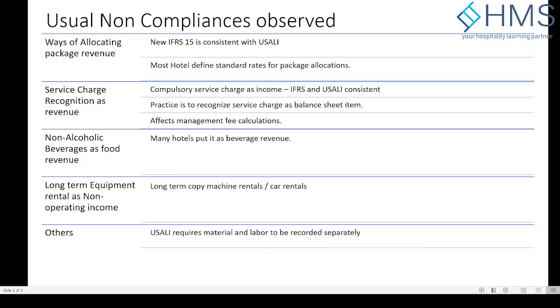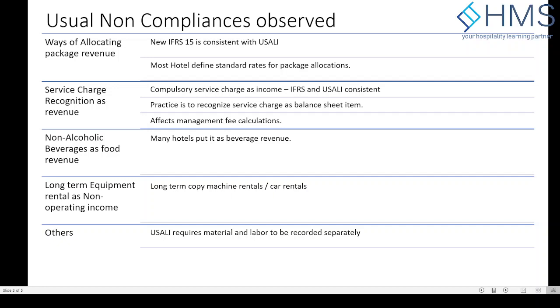And there are other requirements. If they say we have a contract which is going to include the material as well as the labor, USALI requires that we split the contract and recognize the labor part in the labor cost and the material part in the other operating cost, just to get an idea of total FTE and also the total labor cost as a percentage of revenue. If you combine them, we are not able to gauge that.